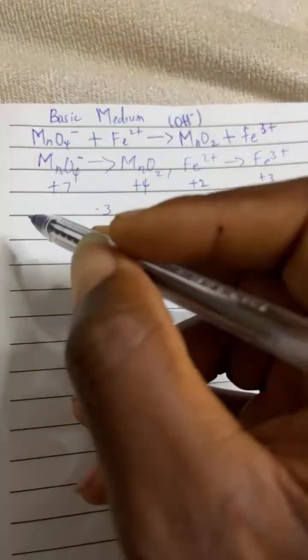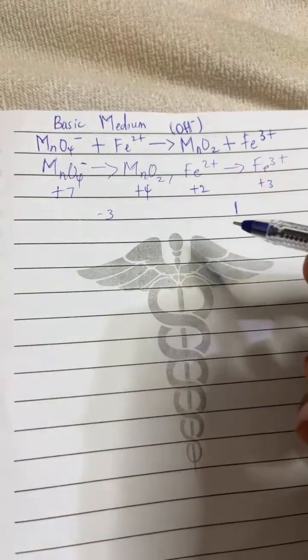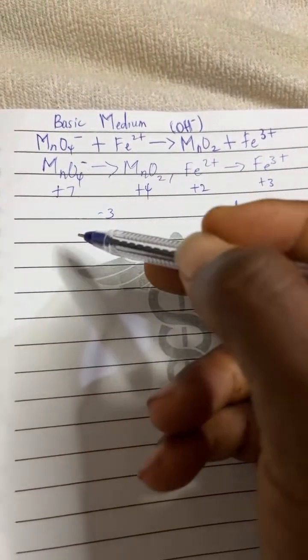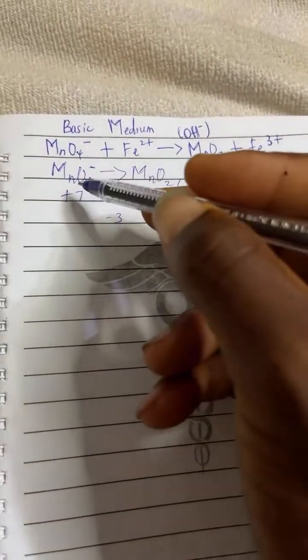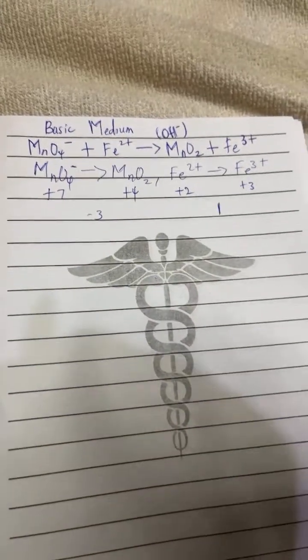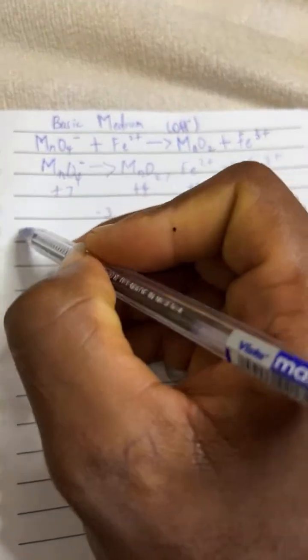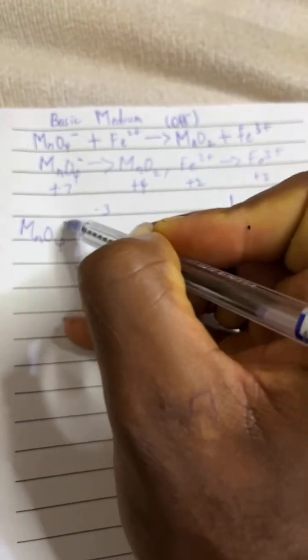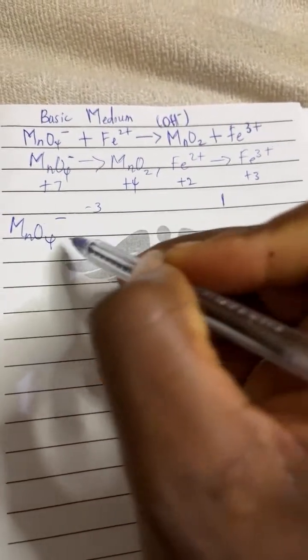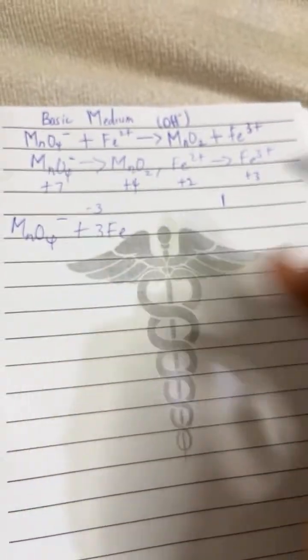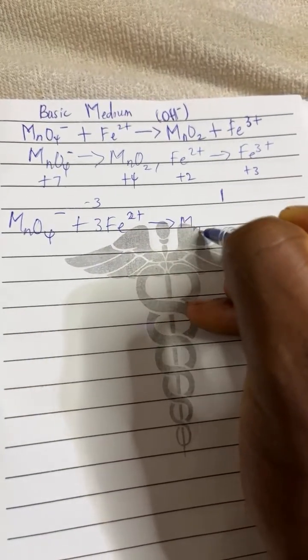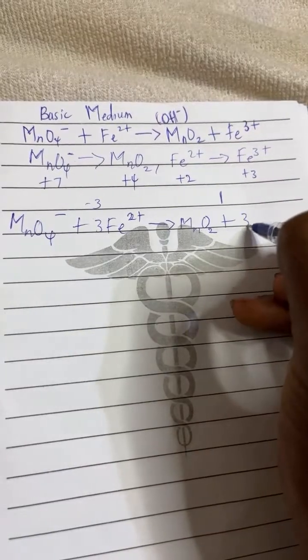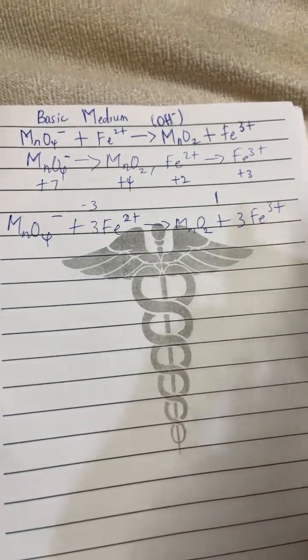I want to take you on another level. I don't want to write it out separately. I want to combine it at once. Before, I would write MnO4 minus to MnO2 separately, with 3 times this one, 3 times this one. I don't want to do that again. You people have been following me, so you should understand. So MnO4 minus, then the 3 that I will use to multiply this one, plus 3Fe, Fe2 plus, to give MnO2 plus 3Fe3 plus. Do you understand?